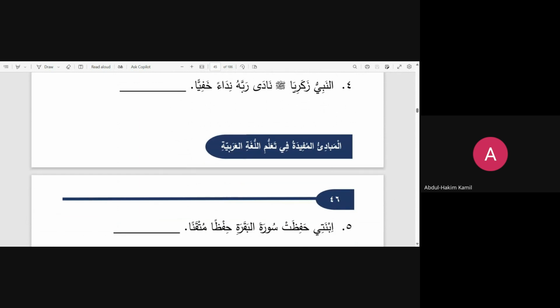النبي زكريا. Again, an-nabiyyu Zakariya, sallallahu alayhi wa sallam. Na'am, it's necessary. نادى ربه نداء خفيا. Nada rabbahu nida'an khafiyan. You want to make the madd long. Listen, nada. نادى ربه نداء خفيا. What does that mean? What does nada mean?